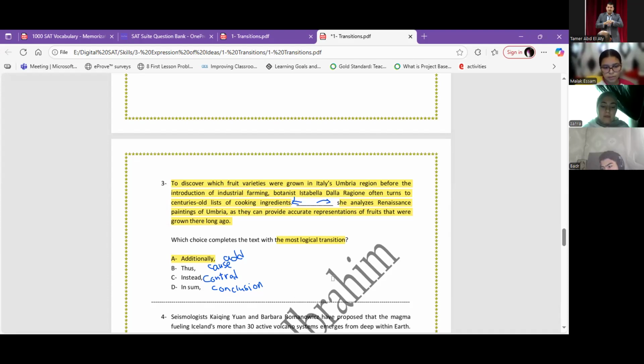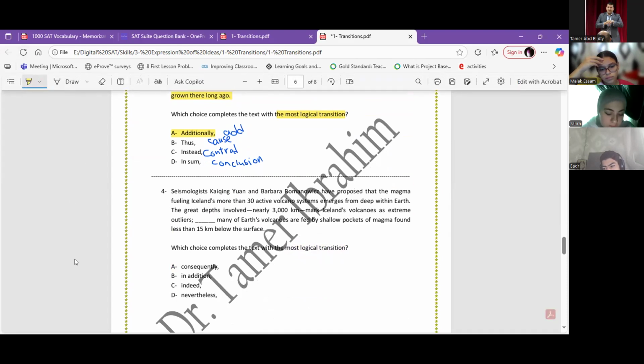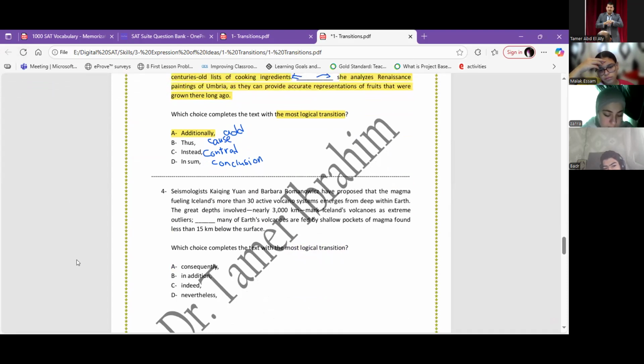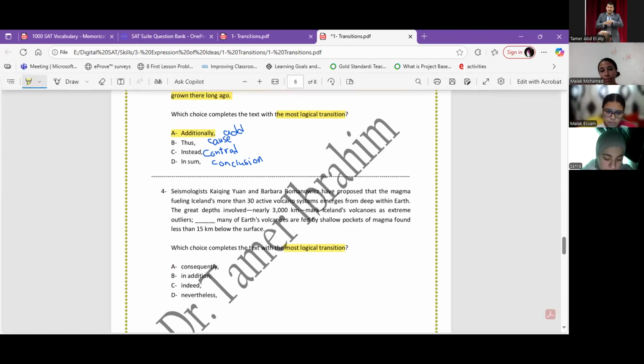Okay. Number 4, who will help me right now is Malak Muhammad. Malak Muhammad, how do you know that this question is transition? Most logical transition. Okay, can you tell me now the function of each word? Consequently.